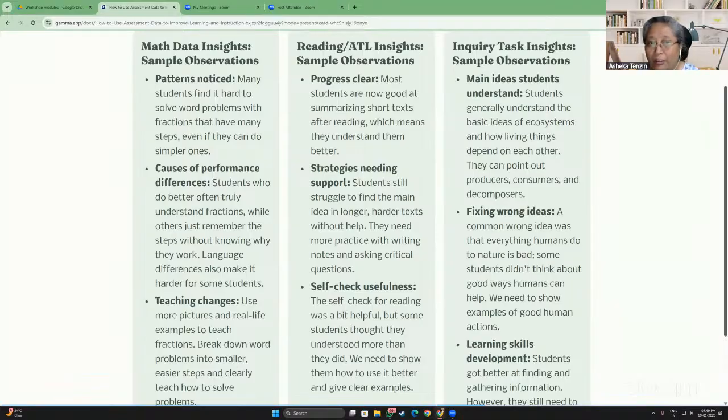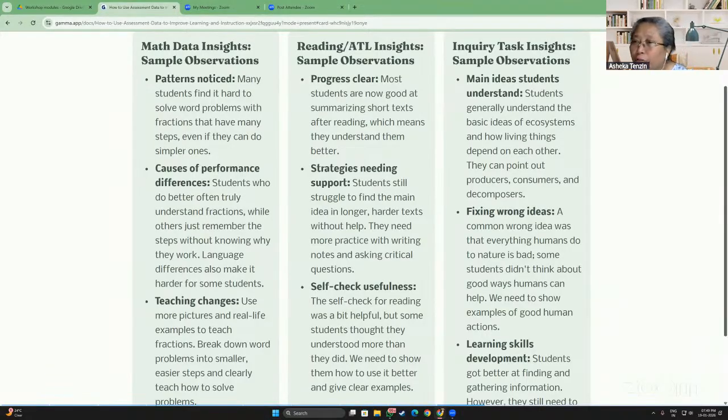Now, the causes of performance differences: students who do better often truly understand fractions, while others just remember the steps without knowing why those steps are there. And also, because these are word problems, maybe language difference. They could be students with ESL, English as a second language, and therefore they are finding it hard to answer those word problems, specifically word problems.